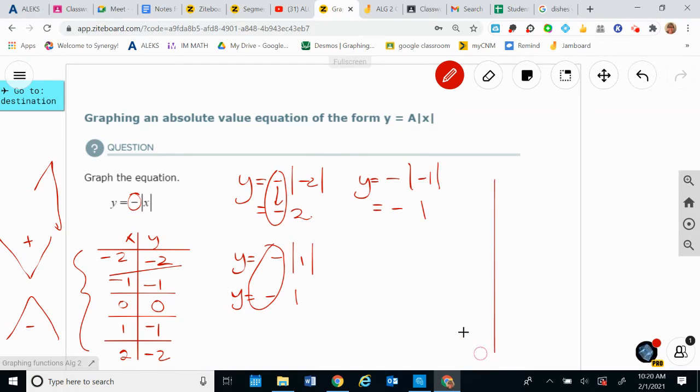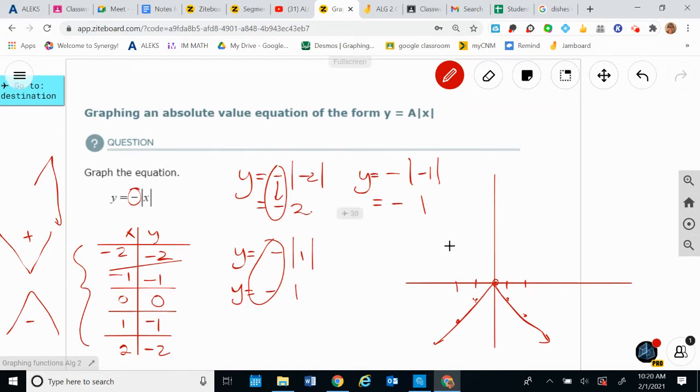And then you graph it. I don't think the graphing part's hard. So (0, 0), (1, -1), (2, -2), my bad. (-1, -1), (-2, -2). Boom. V. You can always plug in points. Okay. Next.